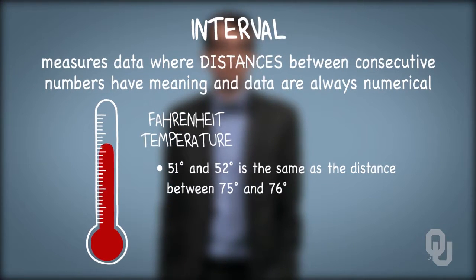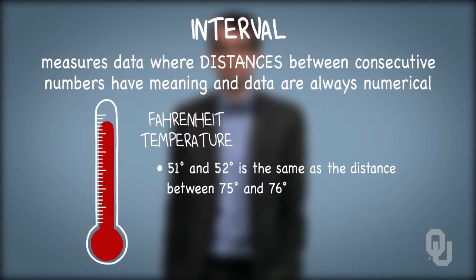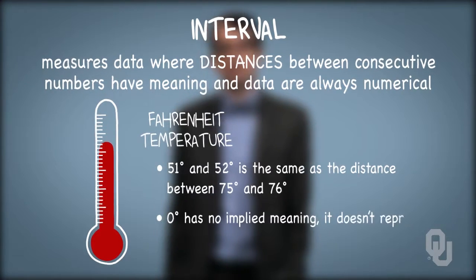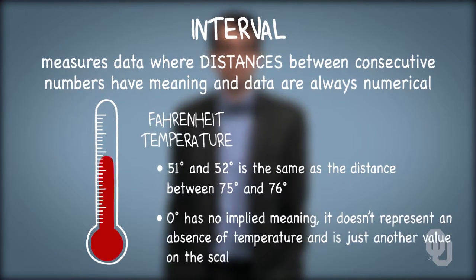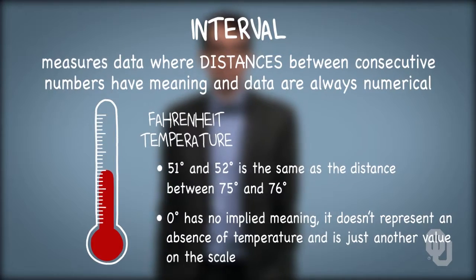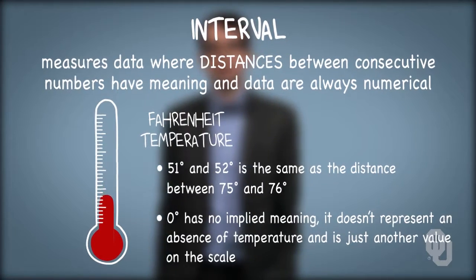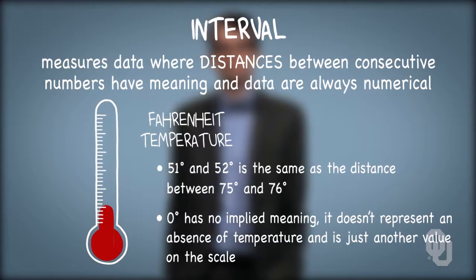Also, the 0 point is just a matter of convention in an interval scale, and not a natural or fixed 0 point. That is, a 0 measurement doesn't indicate an absence of value. In the Fahrenheit scale, 0 degrees Fahrenheit has no implied meaning, just another value on the scale. And it doesn't represent an absence of temperature, nor do positive and negative values have any particular meaning either.